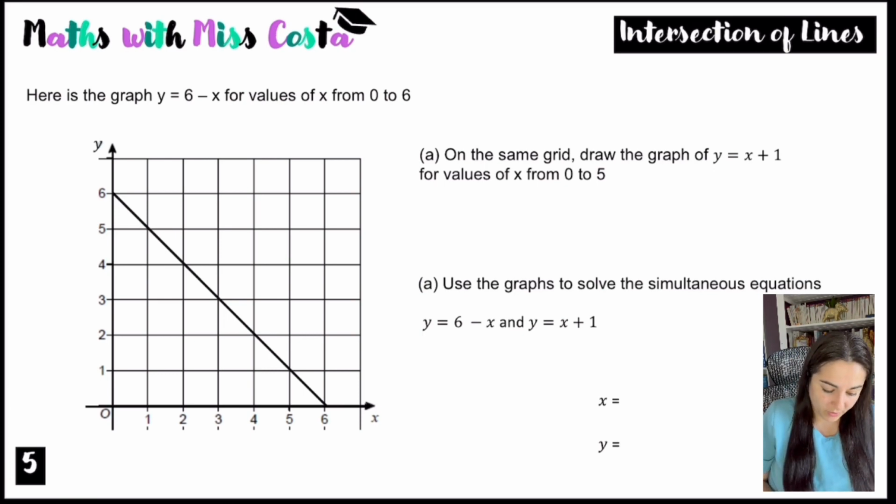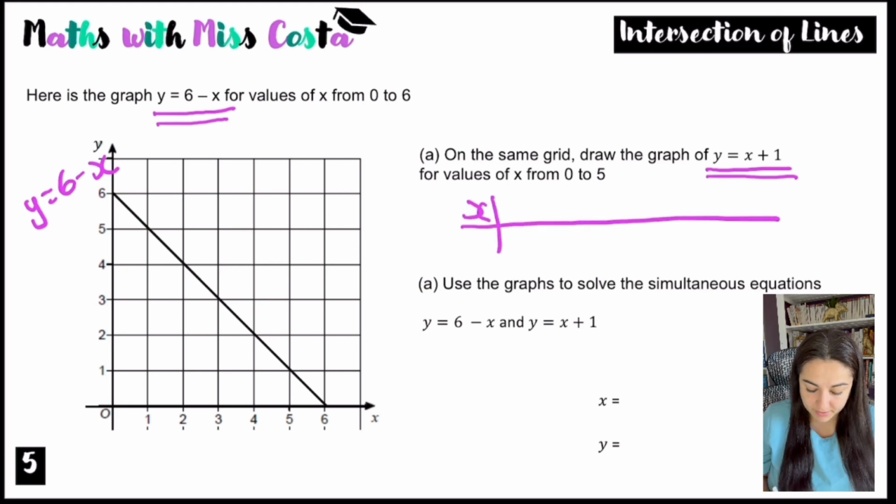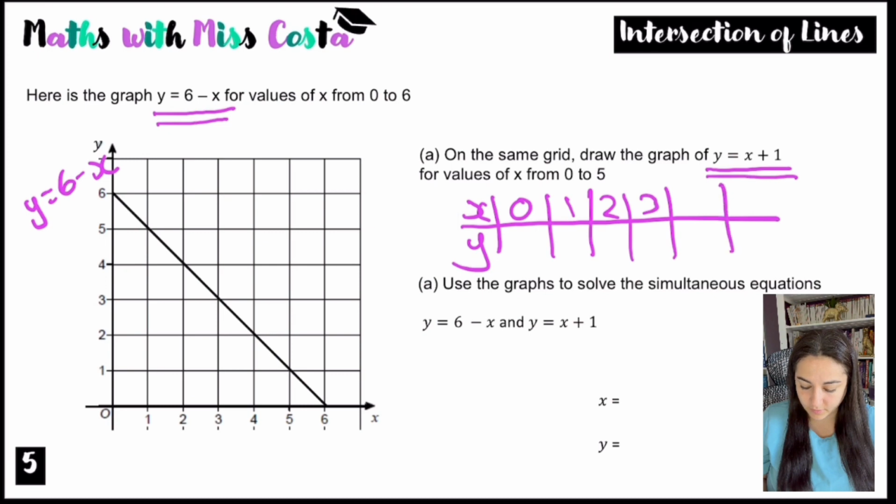So here we're being told that we have the graph y equals 6 take away x. This is the line y equals 6 take x. And we are being asked to draw the graph of y equals x plus 1 for the x values from 0 to 5. So remember, draw your little table of coordinates. They've asked us to do it from 0 to 5. So you write 0, 1, 2, 3, 4, 5.